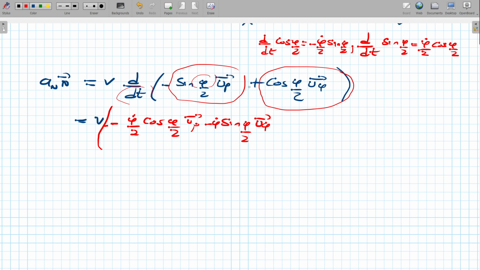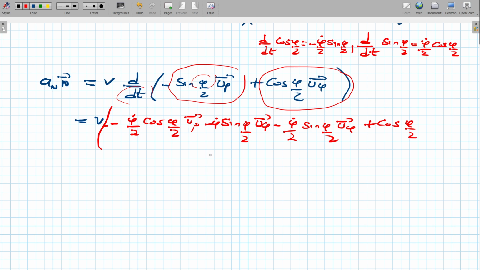Let's look at the second term. For the second term, c'est la même chose. We'll apply the product rule. So let's first of all differentiate the cosine. The cosine is going to come with a negative. So it's going to be minus phi point divided by 2, then sine phi divided by 2. Then we leave the second vector alone, which is u phi, like so. And then we leave the first vector alone, which is plus cosine phi divided by 2. What are we going to get here?